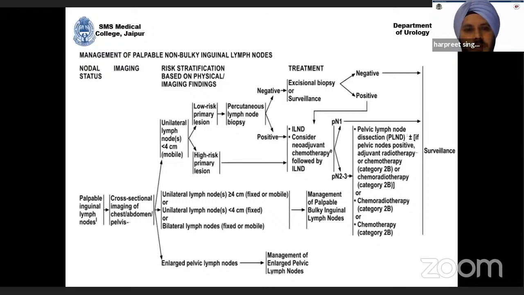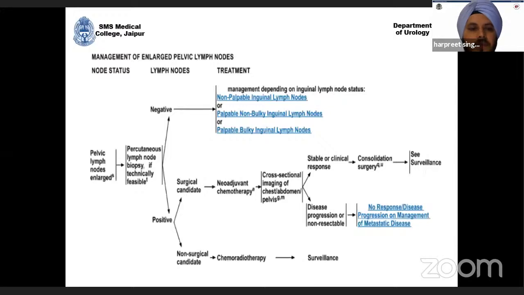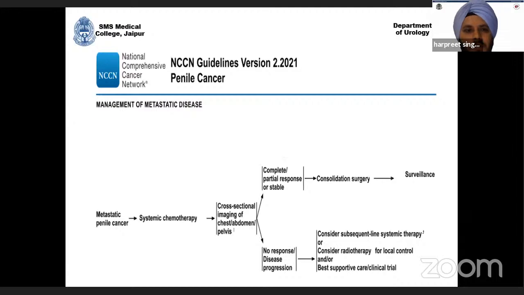The NCCN divides patients with inguinal lymph nodes into bulky, or pelvic lymph node enlargement. Bulky means lymph nodes more than 4 centimeters that are mobile, or less than 4 centimeters lymph nodes that are fixed, or bilateral lymph nodes, whether mobile or fixed. The next is the pelvic lymph node. And this is also the management of metastatic disease according to the NCCN guidelines.